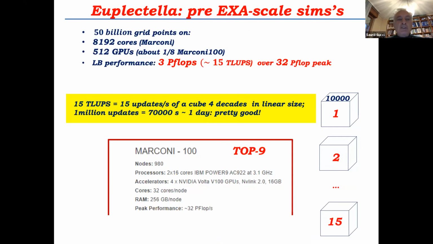Now, coming to the exascale, I said pre-exascale, this is just to give you the numbers: 50 billion grid points, so it starts to be a very serious simulation. We use about 1/10 of the Marconi 100 GPU-based machine, which is the top 9 in the world, in Bologna, not far from Rome.